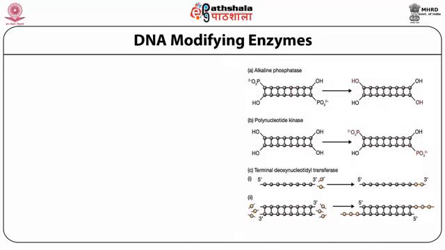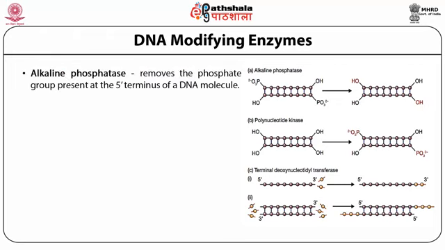There are certain other enzymes which are used in gene cloning. They are also extremely important. For example, these are also called DNA modifying enzymes, which include, first, alkaline phosphatase. This enzyme removes the phosphate group present at the 5' terminus of the DNA molecule, as shown in the first row of the picture on the right side. You can see the phosphate at the 5' end, due to the action of alkaline phosphatase, is converted into OH sites. Phosphate is removed.